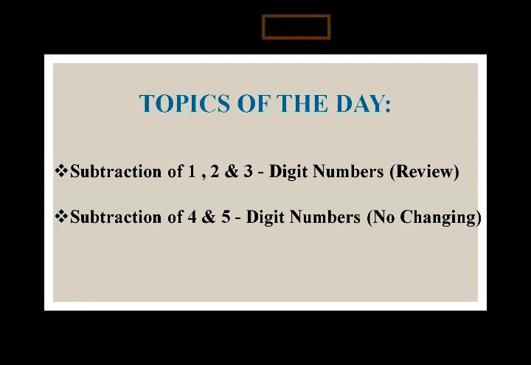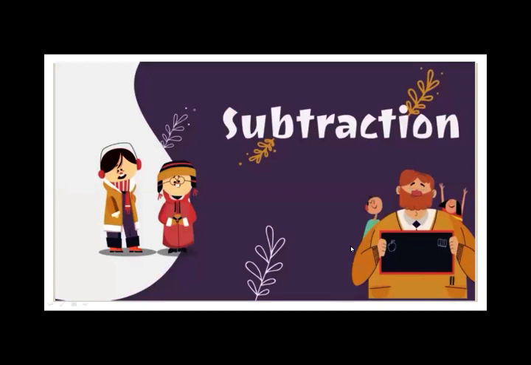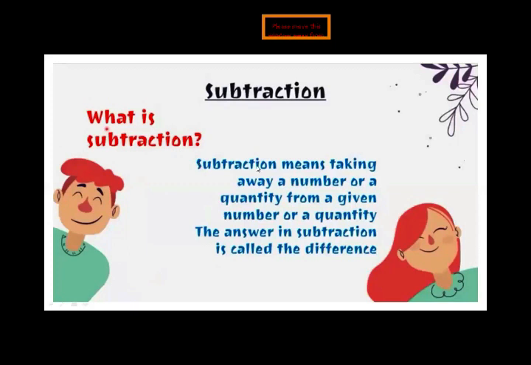And the topics of the day are here, you see on your screens. Number one is subtraction of 1, 2 and 3 digit numbers, that is review, because you already know very well how to subtract 1, 2 and 3 digit numbers. And another one is subtraction of 4 and 5 digit numbers, no change. Okay. Subtraction. You all know very well, in simple words, subtraction means to subtract one digit from another digit, simple minus. Okay. What is subtraction?